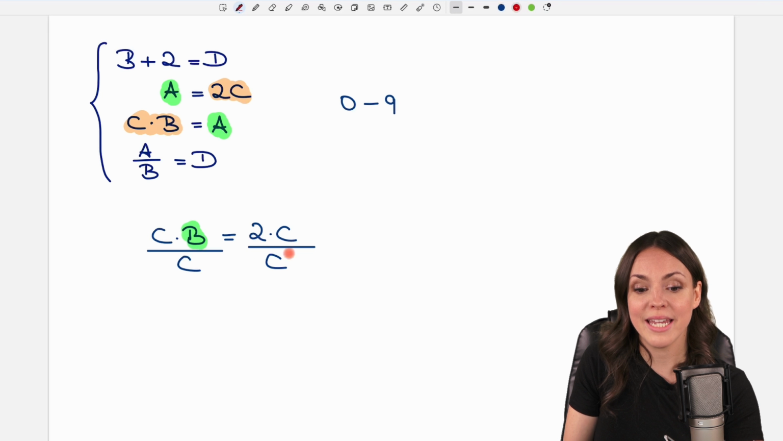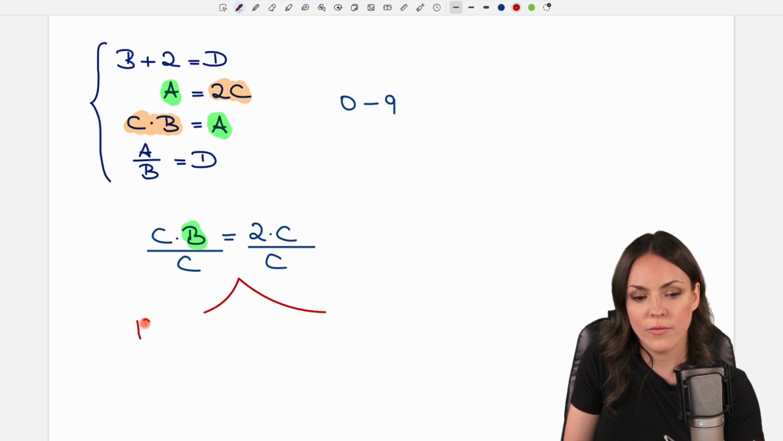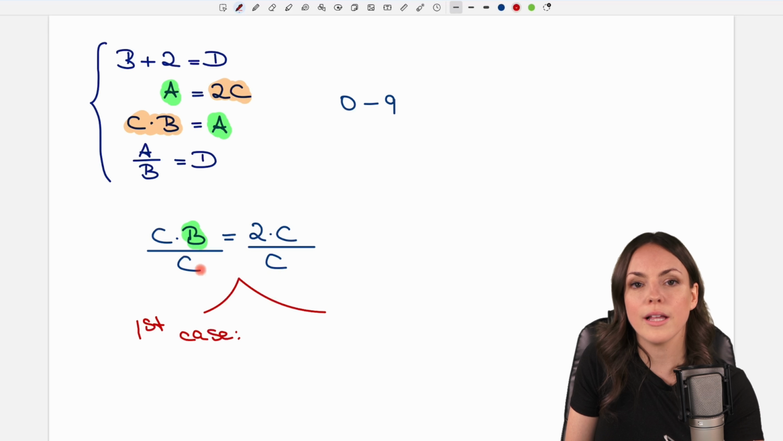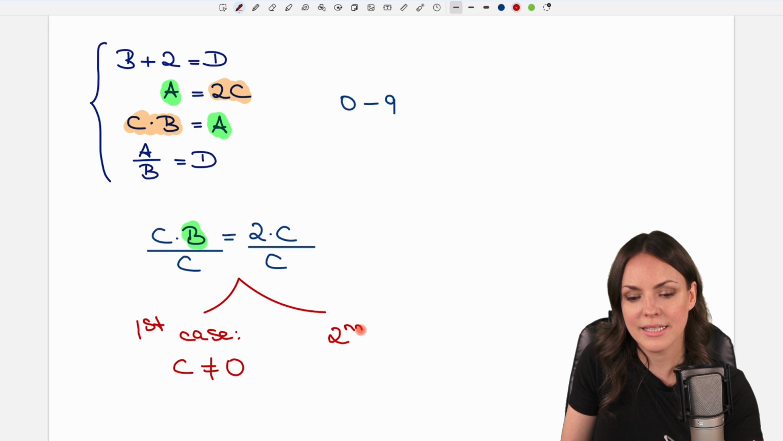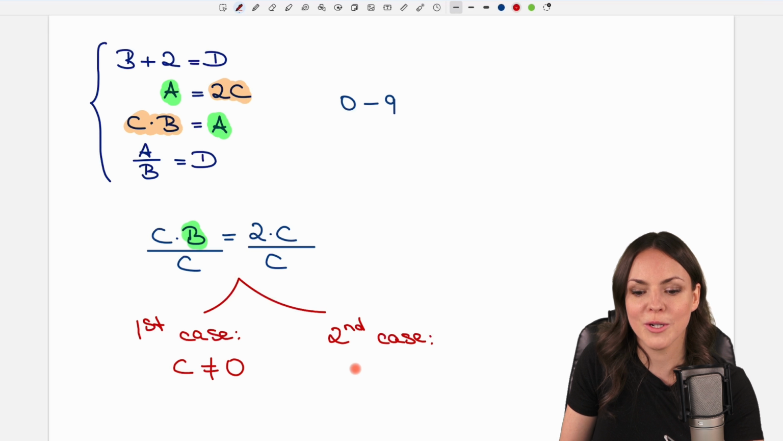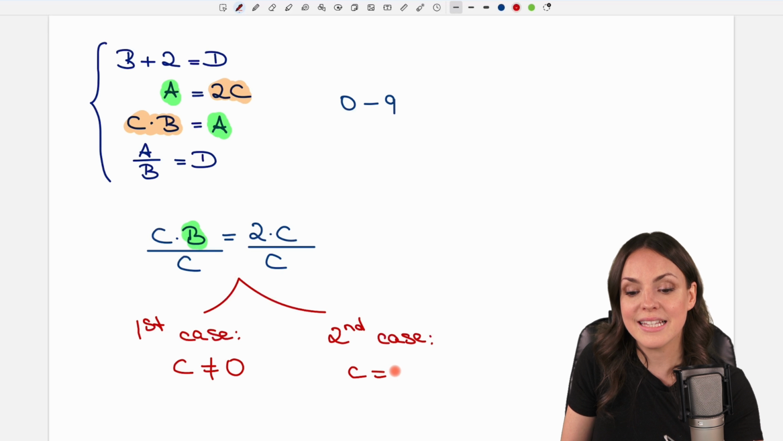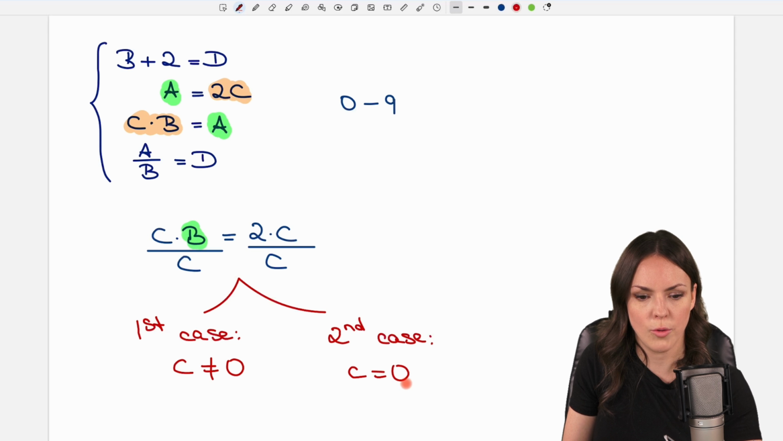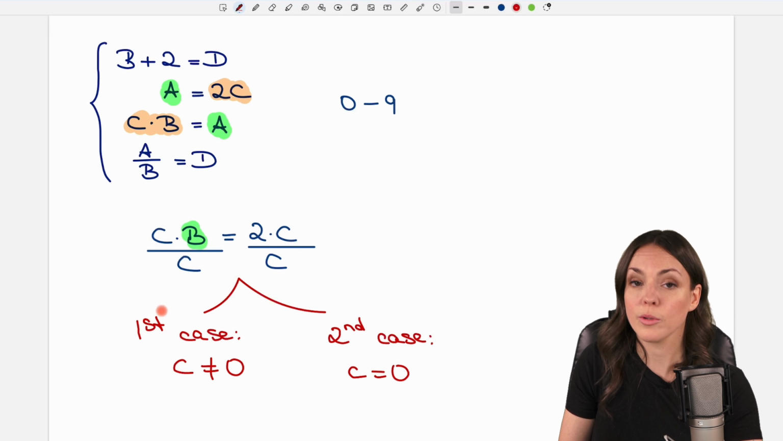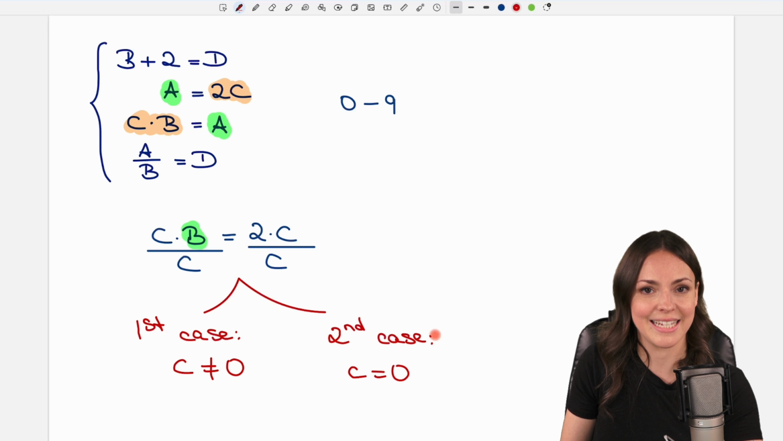So we have to make a case distinction here and take a look at a first case where we're like, okay, nothing bad will happen here. My C is going to be not equal to 0 in my first case, but then I have to make a second case as well, where I have to take a look at what really happens if my C is actually equal to 0. Let's start with the first case, but don't forget to take a look at the second case later on as well.